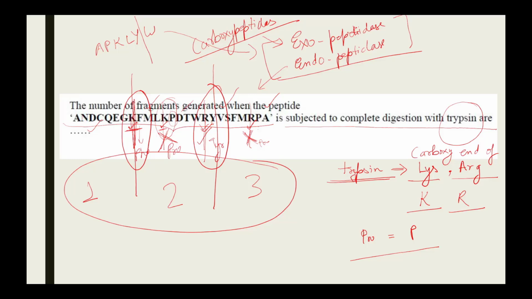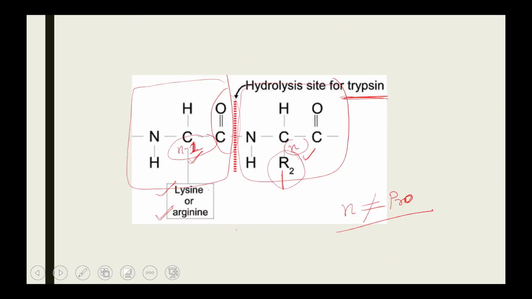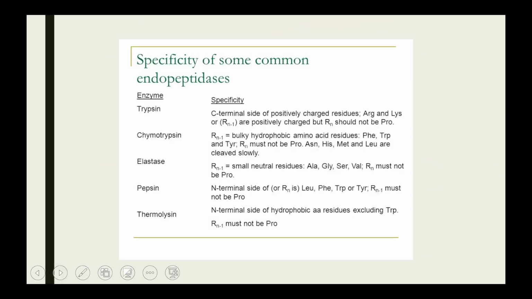So the answer would be the number of fragments generated when this peptide is subjected to complete digestion with trypsin are 3. So the answer would be 3. So for cracking these kind of questions, you should be knowing the action, the specific residues where these different enzymes cut the DNA, cut the protein. So here is a list of the specificity of some common endopeptidases.